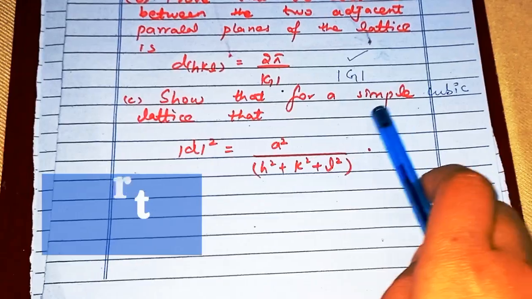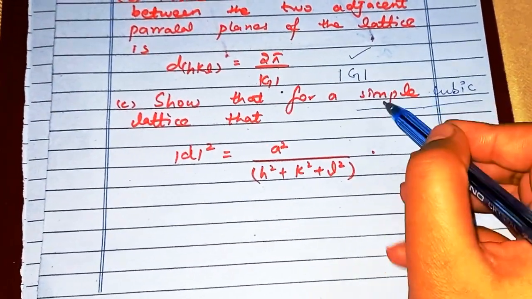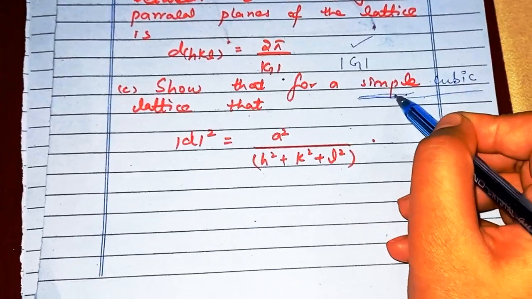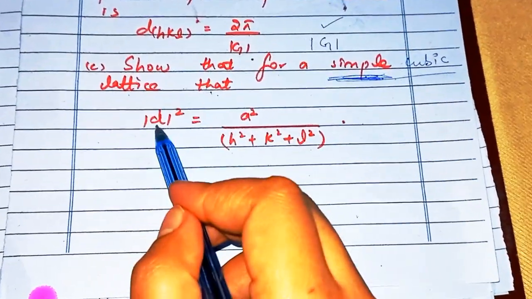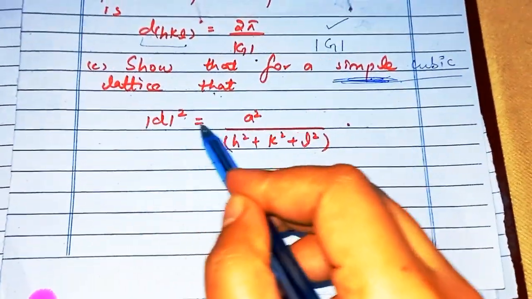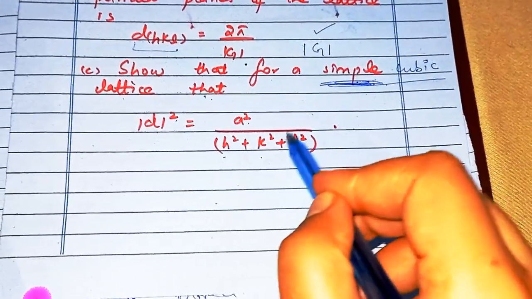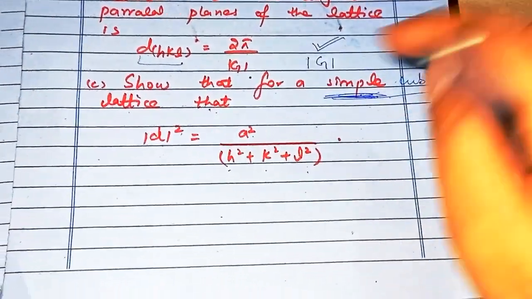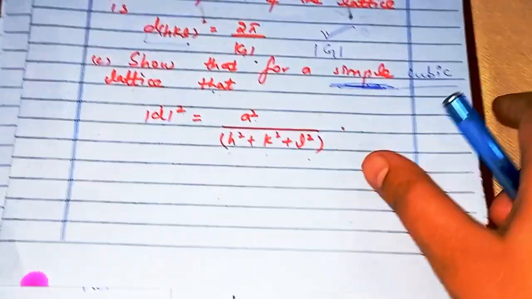Okay, we have to prove that for a simple cubic lattice, not face centered, not body centered, the square of the magnitude of the interplanar spacing, d², is equal to a² divided by h² plus k² plus l². Using this result, we'll prove this for a simple cubic lattice. Let's see how we can do that, and it's really simple as well.